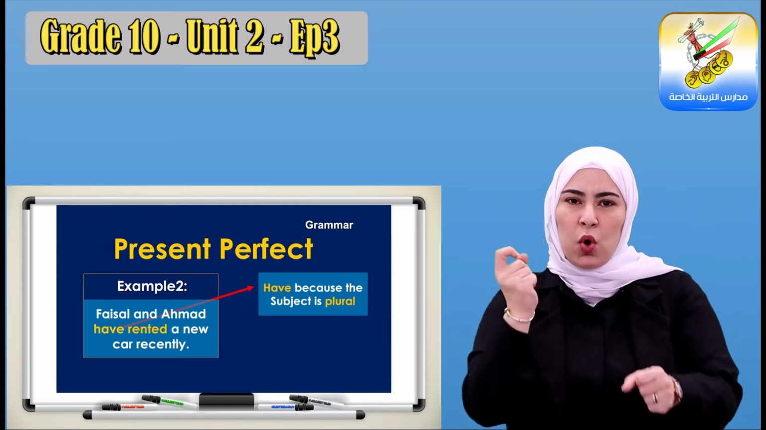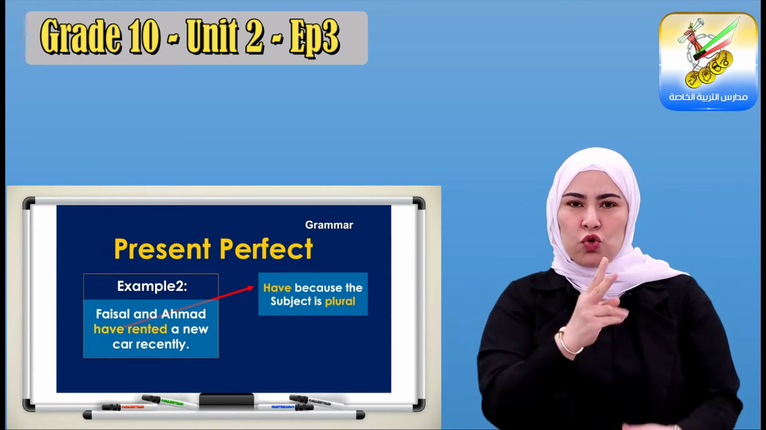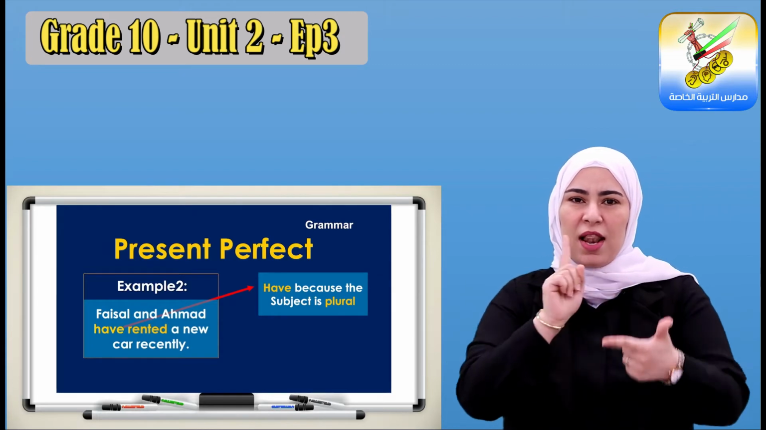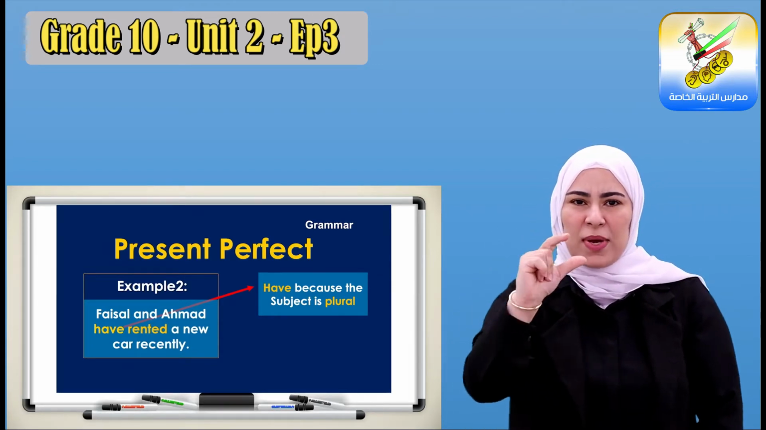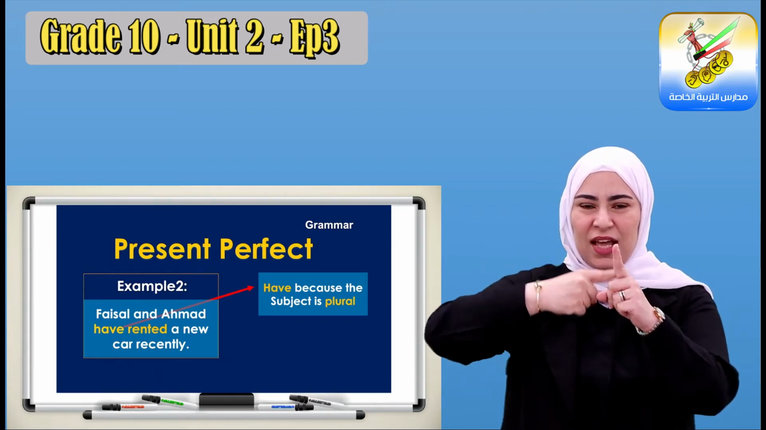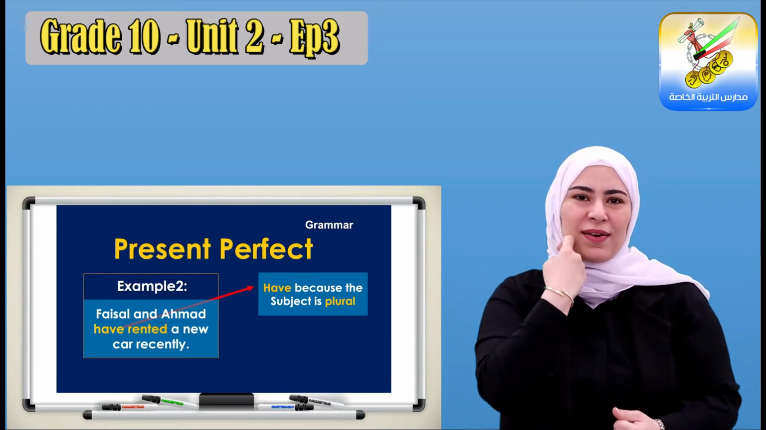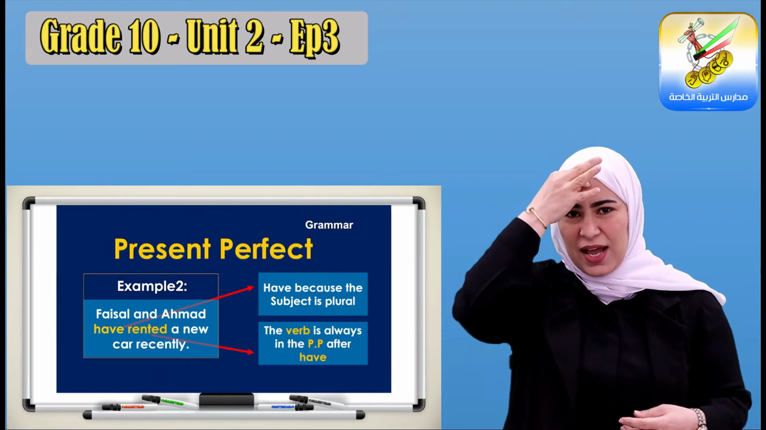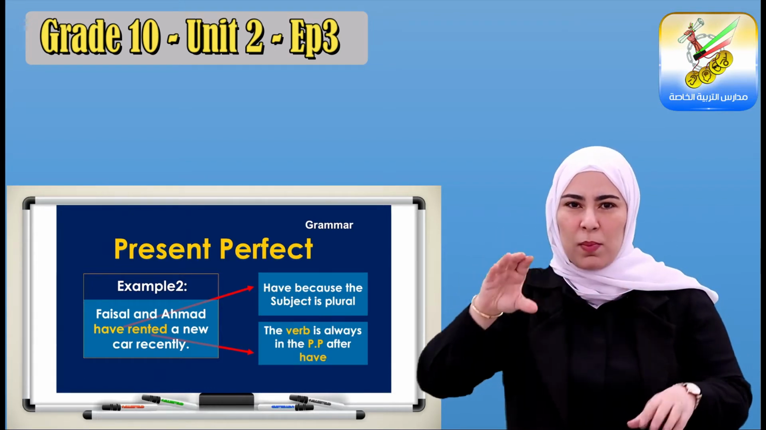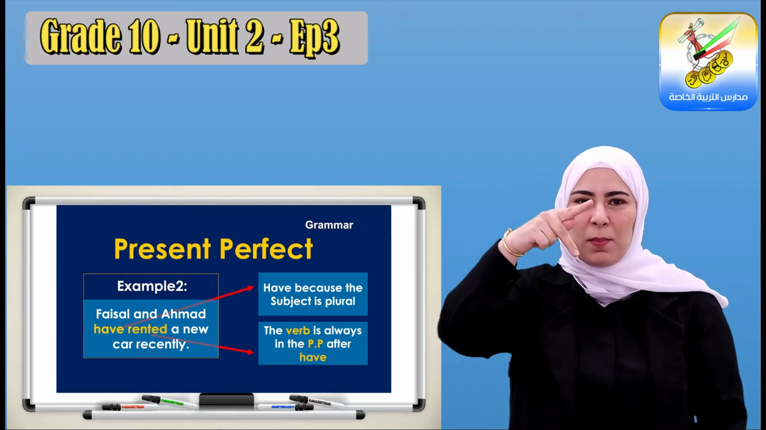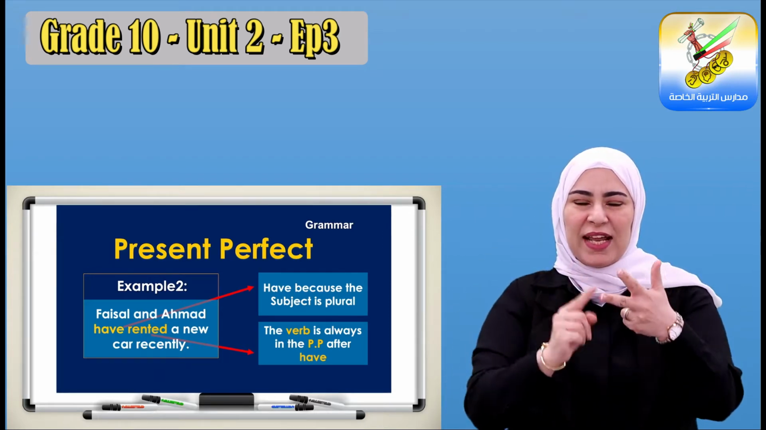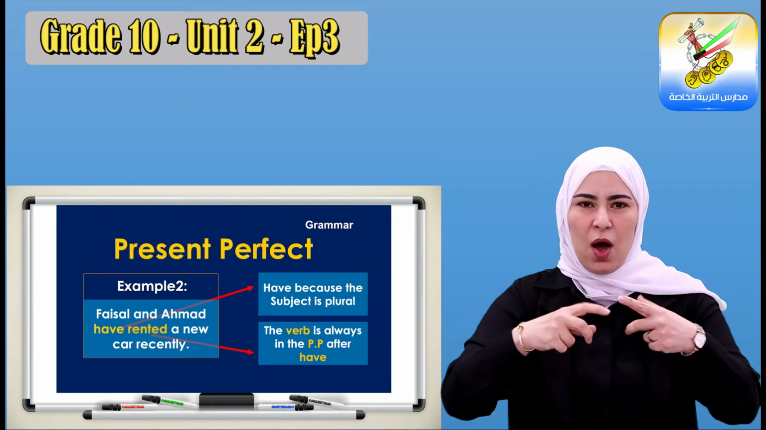Let's take a look at the second example. Faisal and Ahmed have rented a new car recently. Have also indicates that this sentence is in the present perfect and the verb coming after it is in the past participle, because every single verb in the present perfect coming after have or has is always in the past participle.